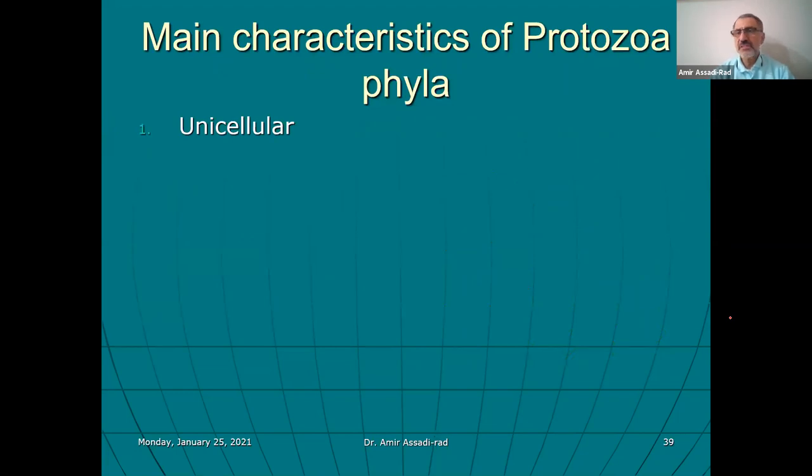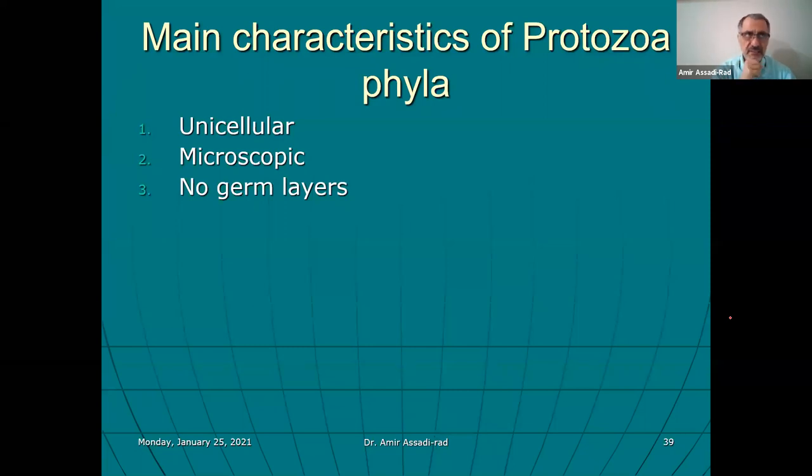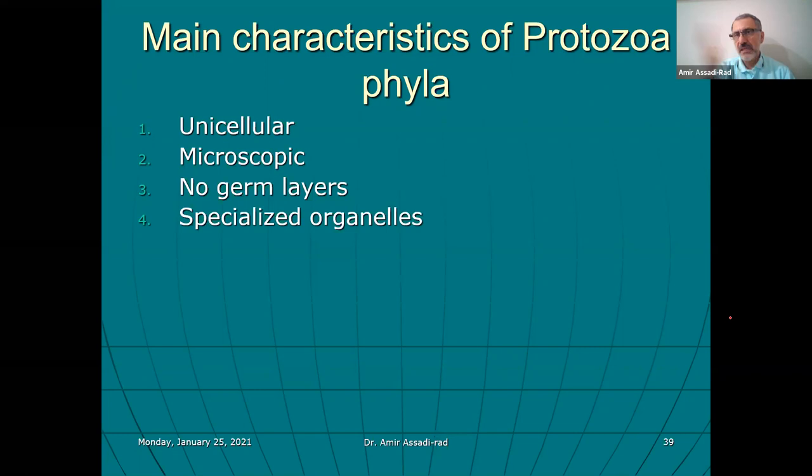Some of the characteristics: they are unicellular, single cell. Most of them are unicellular. And then they are microscopic. They have no germ layers. You learned that in just the last lecture, right? Germ layers: ectoderm, endoderm, mesoderm. They do not have that, okay? And some of them have specialized organelles, you will see it again, like the apical complex in the phylum Apicomplexa. Not your ordinary mitochondria and Golgi apparatus and nucleus. No, they have some other specialized organelles that other organisms on planet Earth do not have.